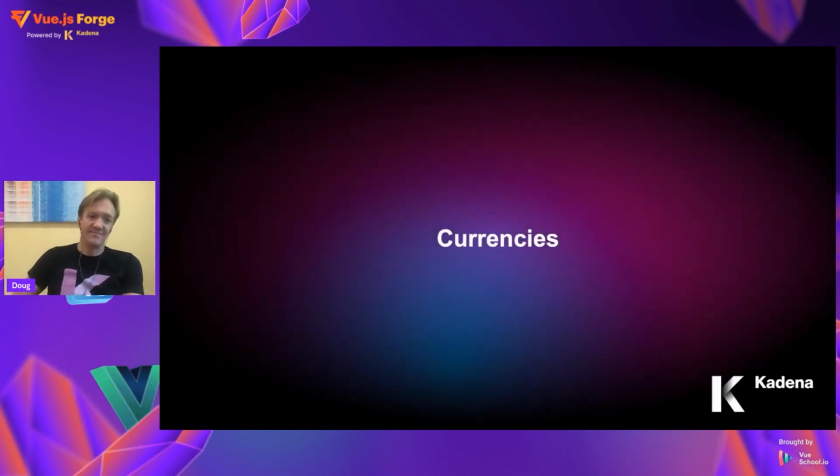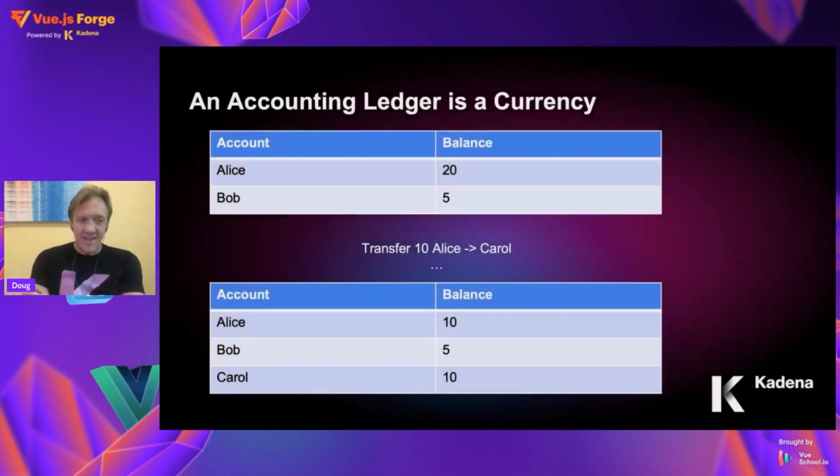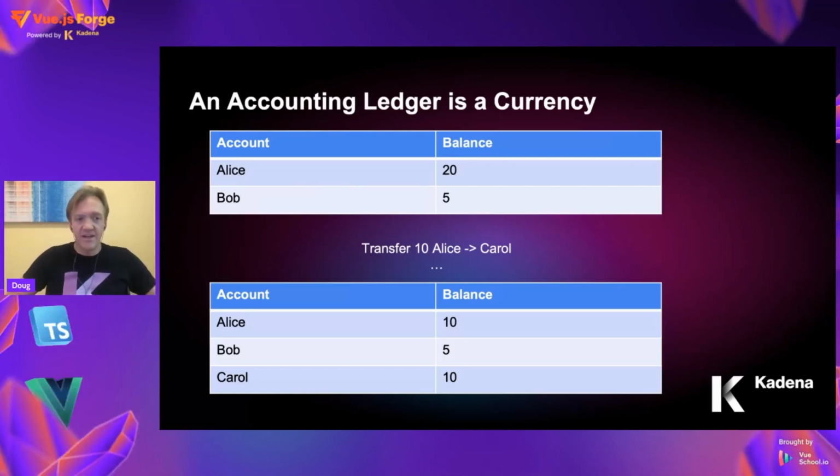So, currencies. What is a currency? I think one of the biggest innovations that Satoshi made with Bitcoin was really realizing that an accounting ledger is a currency. At the end of the day, all you need to know is who has how much, and then you can have some sensible rules for how that value can get transferred around, so that you're not making money out of thin air and destroying money and things like that. But at the end of the day, an accounting ledger is a currency.